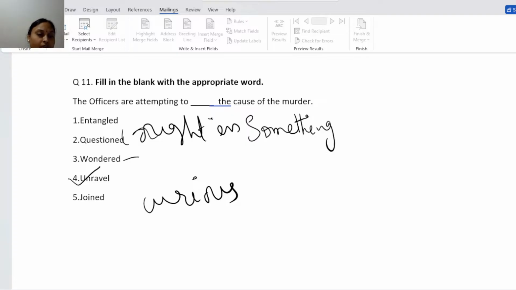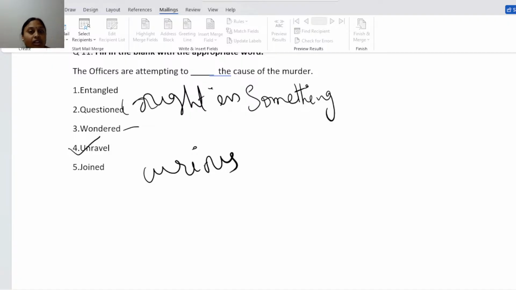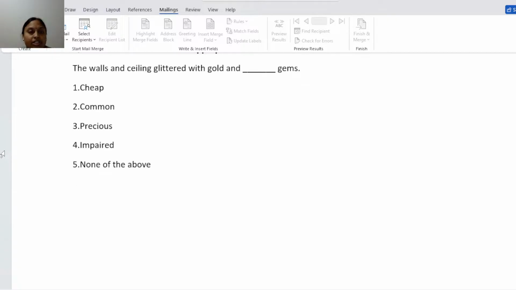So here the correct answer will be unravel. The mysterious case is going to be interrogated or examined by the officers. That's why we are supposed to take unravel. The officers are attempting to unravel the cause of the murder. So next, the wall and ceiling.